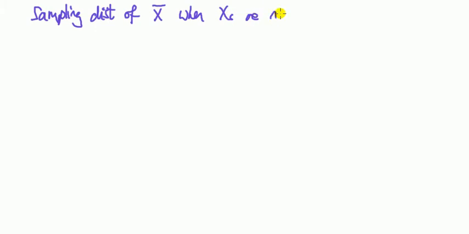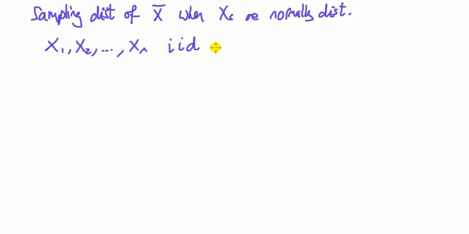So here comes the proof now: the sampling distribution of x bar when my x's are normally distributed. Okay, say that I have the random variables x1, x2 to xn. They are independent and identically distributed, each one with a normal distribution with the same mean and the same variance.